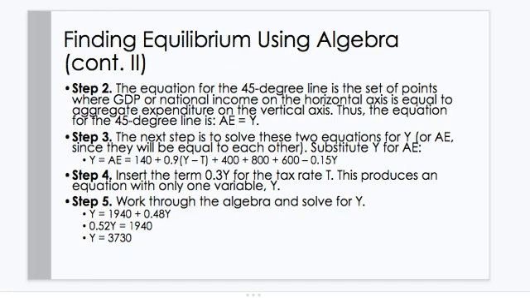Substitute Y for AE. Y equals AE equals all those numbers from before. Insert the term 0.3Y for the tax rate T. This produces an equation with only one variable, Y. Work through the algebra and solve for Y, and you should get Y of 3,730. That's the equilibrium.